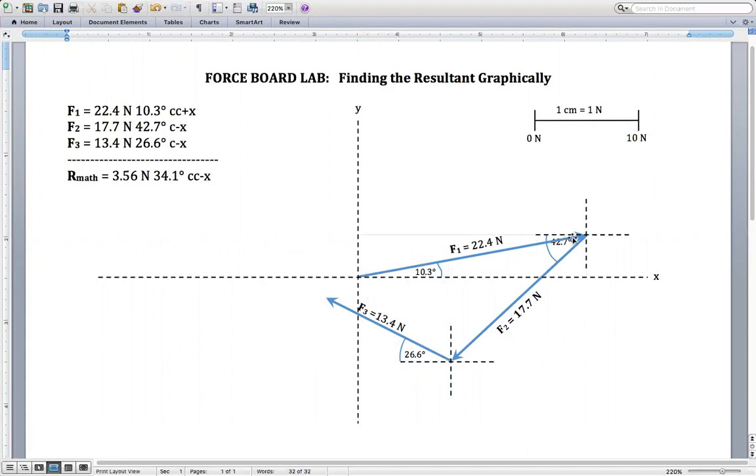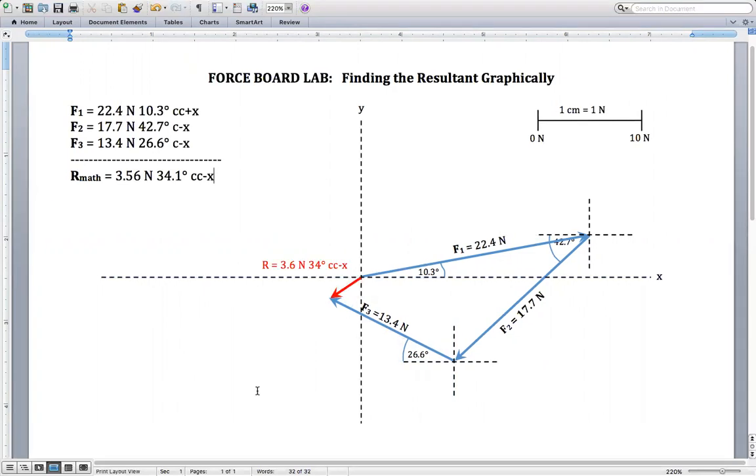So we've done 1, 2, 3 vectors. Where does the resultant go? From start to finish. And here's the resultant. From start to finish, if you measure the length of this vector, compare it to the scale, and use a protractor to measure an angle, you get an answer that's extremely close to the mathematical, because I drew it out on Microsoft Word, so it's pretty darn close.